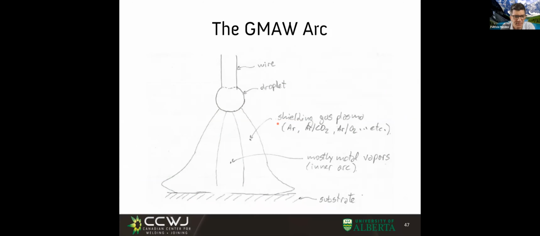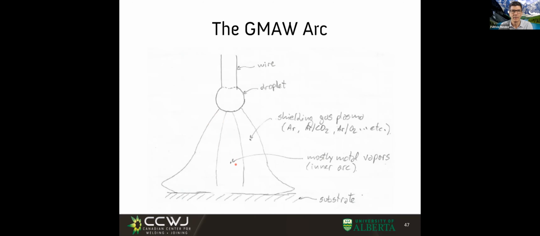The MIG arc is a very different animal. It looks the same. It looks different when you look at it, but it should be the same because it's still like current going through ionized gas. So in MIG, we have the wire, we have the droplet, and what we see is that the arc has two parts. One of the parts is an inner part that is very bright. And here's the main difference between TIG and MIG arcs.